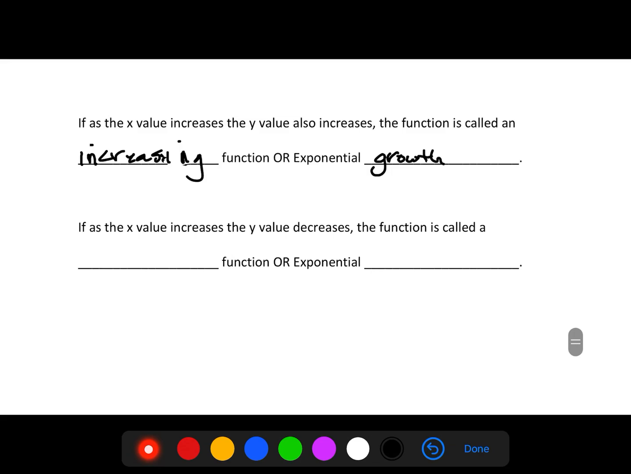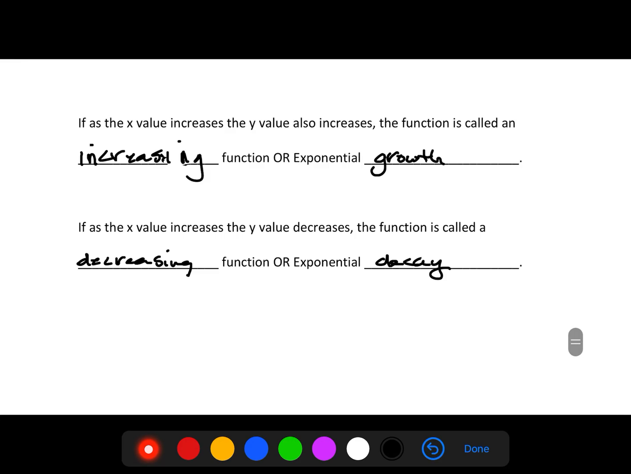If, as in the case of y equals 1/2 to the x, y equals 1/3 to the x, y equals 1/4 to the x, the x value increases, the y value decreases, then the function is called a decreasing function, or exponential decay. Our answer is getting less and less, or smaller and smaller.